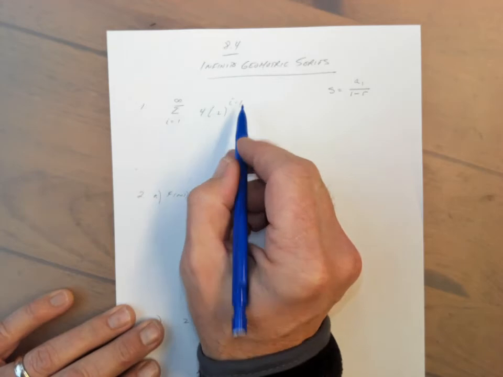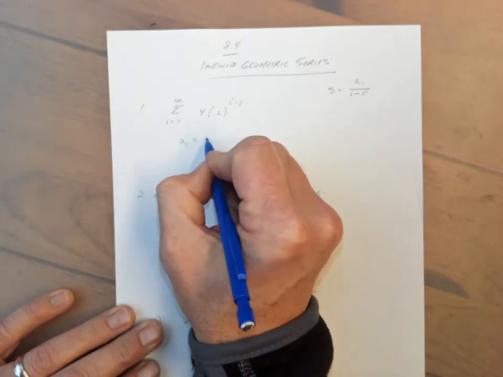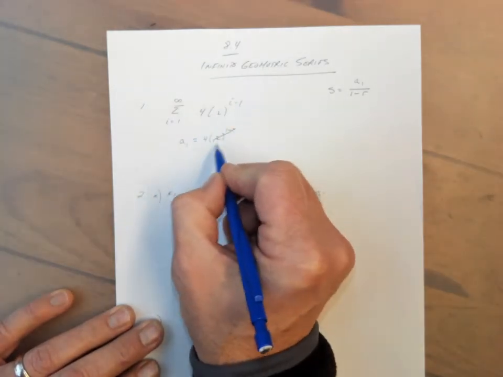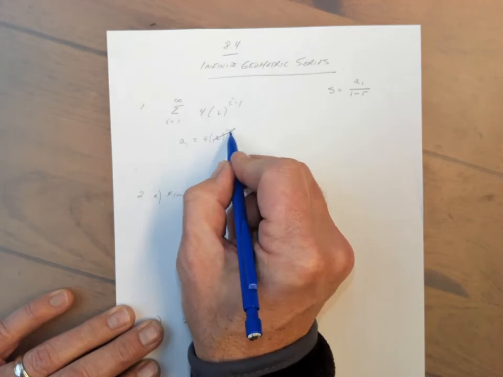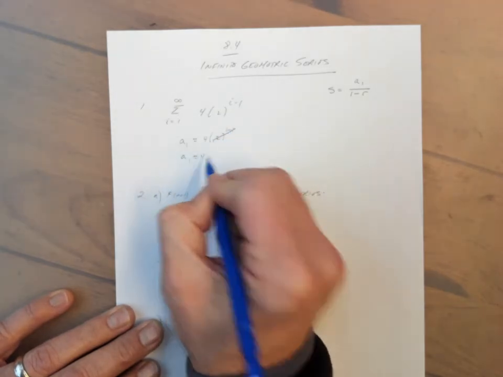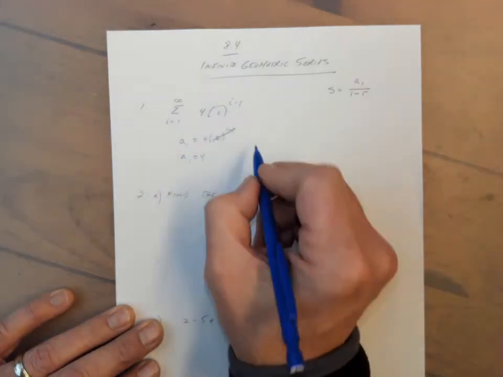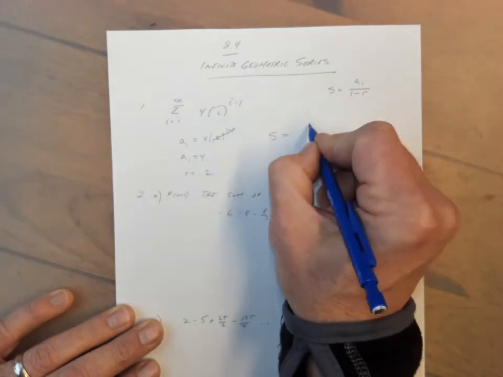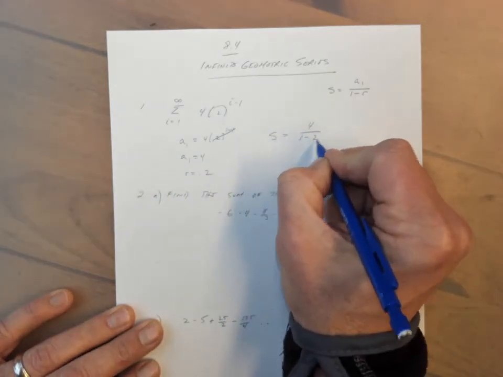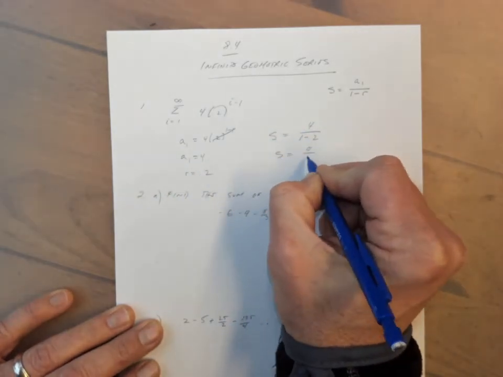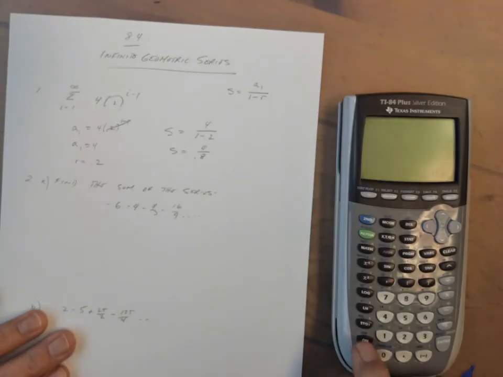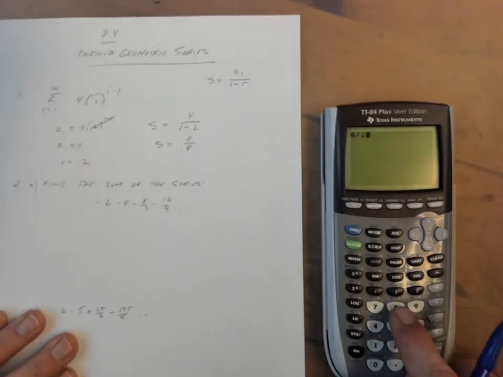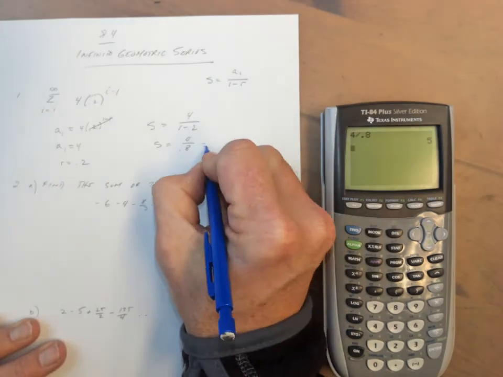So here, our first term, A1, would be 4 times 0.2 to the 1 minus 1. Well, that's 0, or I'm sorry, 1, because anything to the 0 is 1. So the first term is 4. And there is our common ratio. So R is 0.2. So our sum would be 4 over 1 minus 0.2, or 4 divided by 0.8. And so again, we'll go to our calculators. 4 divided by 0.8, and we see that is 5.